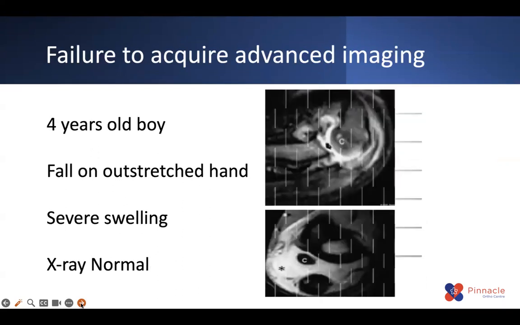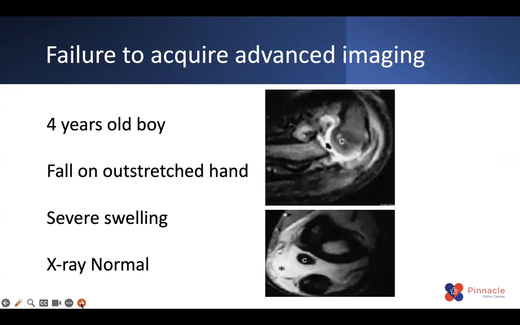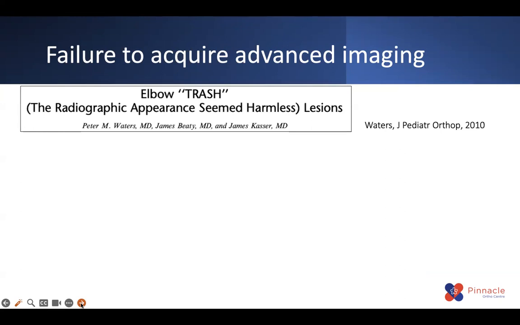So in this case, since the pain and swelling was out of proportion, an MRI was obtained, and what the MRI showed is that the radial head was fractured and completely displaced. But because the radial head was not ossified, it was not visualized on the plain X-ray, and MRI was needed to diagnose this. So these types of lesions are especially common around the elbow because there is a lot of cartilage around the elbow, and it has been given an acronym, that is the TRASH.